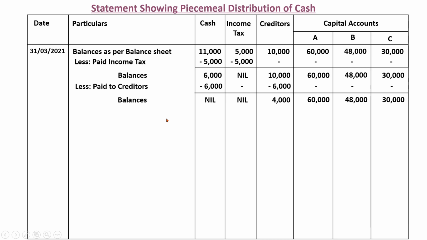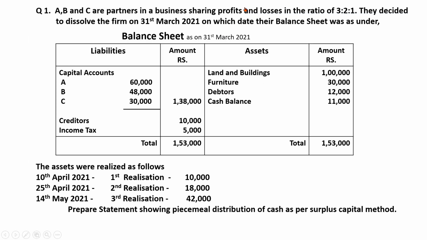Now we don't have any cash, and if we have no cash, we can take the next realization, first realization. So here in the question, you can see after balances, there is information about the realization of assets. Here it says the assets were realized as follows. So on 10th April 2021, first realization is there, and from first realization we get the cash of rupees 10,000. Okay, so first realization is of rupees 10,000.